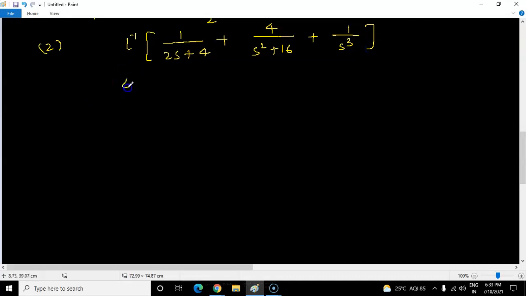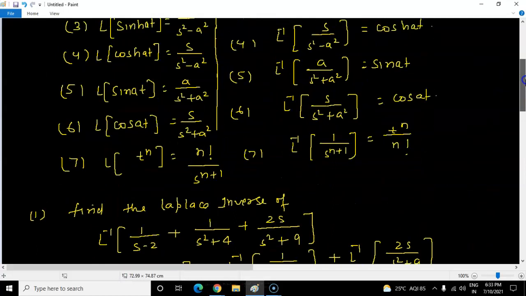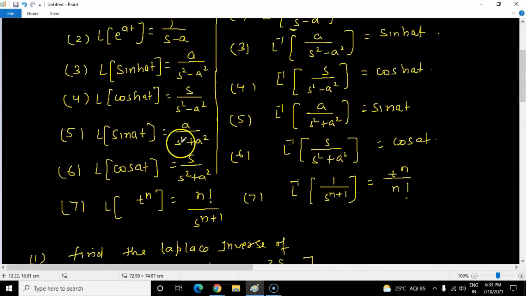So we can split separately here 1 upon 2s plus 4. Whatever the basic formulas you know, based on that you try it, you will get it. Nothing to remember. If you know the Laplace inverse it will be very easy. I split all the terms separately here. Now this one is given 1 upon 2s plus 4. There is no formula which gives a multiple of s. There is no multiple of s in this. If you know Laplace, you can see this is just the reverse only. So there are no terms which are a multiple of s.